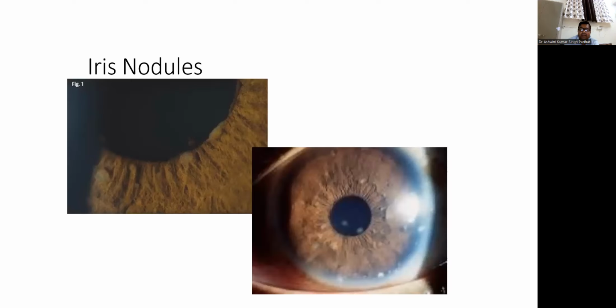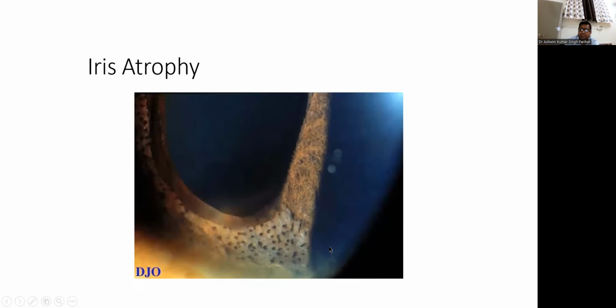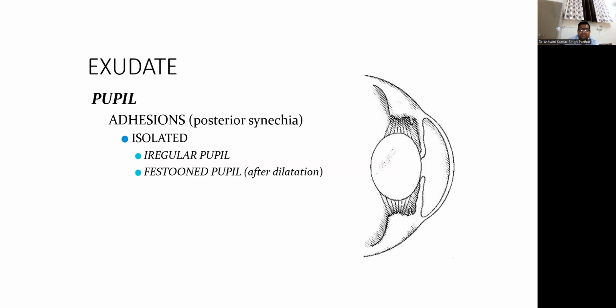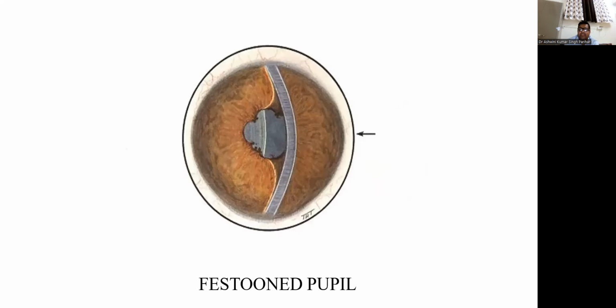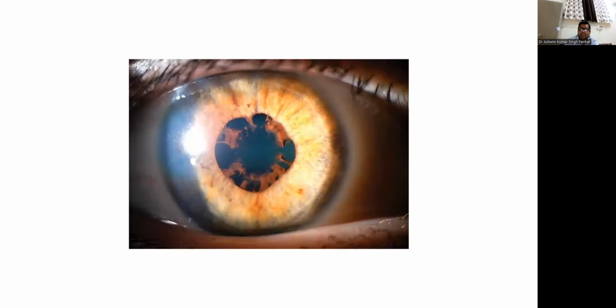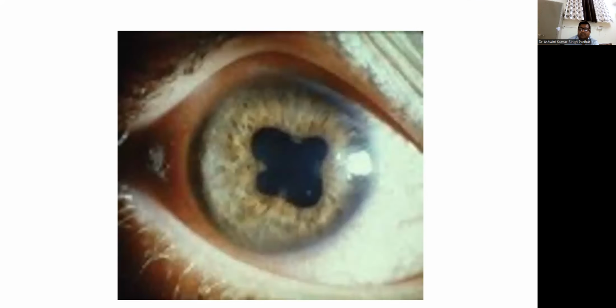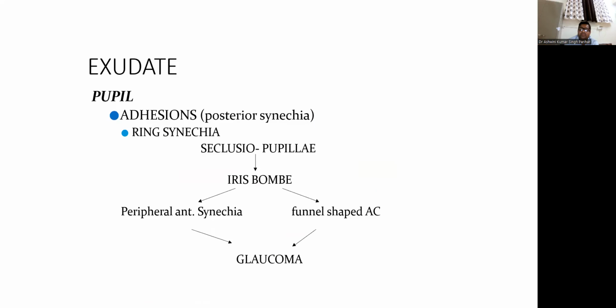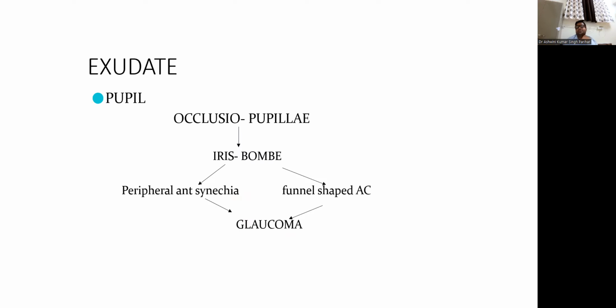The findings of iris, these are nodules, which I have shown you. These are mucous nodules, Busacca's nodules, iris atrophy, neovascularization. Pupillary findings, you can see the festooned pupil, highly irregular pupil when there are synechiae formed. Occlusio pupillae when ring synechiae is formed, and how does it lead to increased ocular pressure? These are pictures of occlusio pupillae.